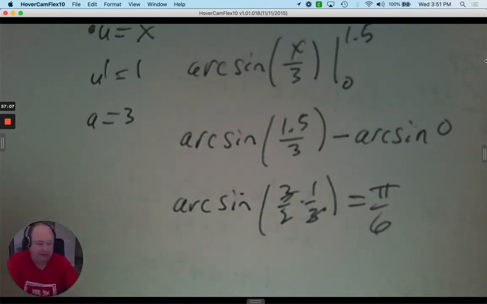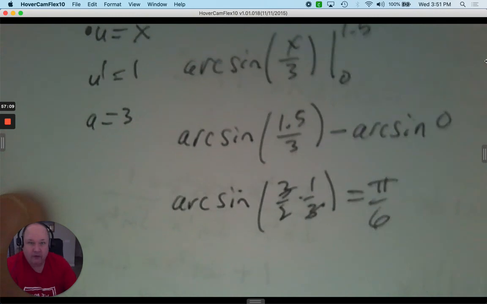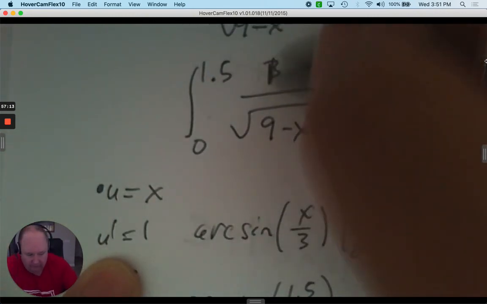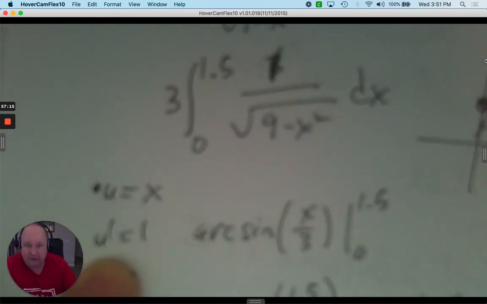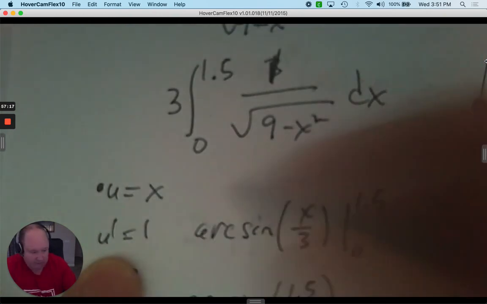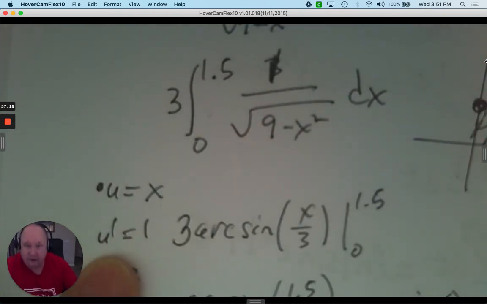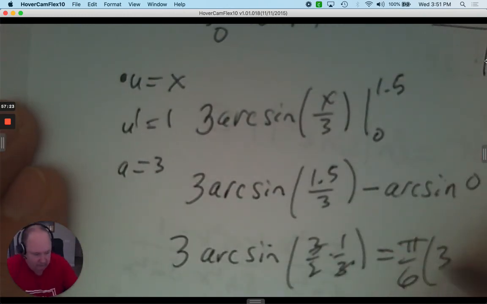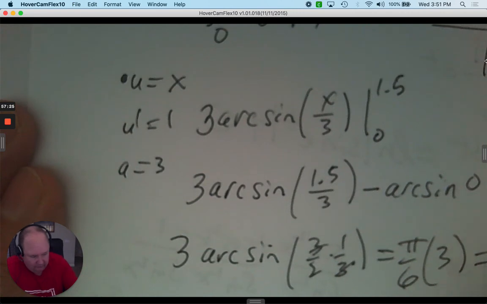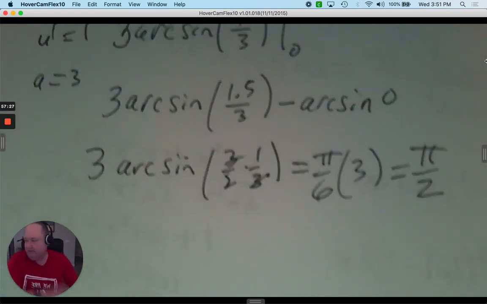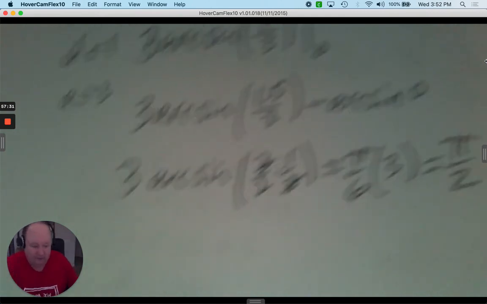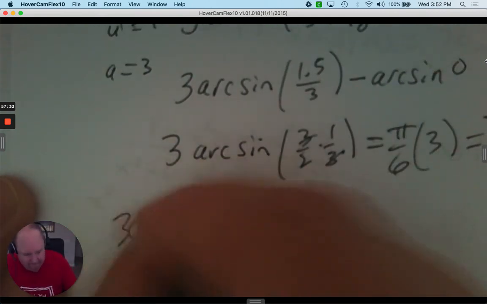Oh, and there, I didn't even think of the hook, right? So the u prime was 1, so this should have been 1, which means that needs to be 3, so that it fits. So my answer is actually 3 arc sine of that, so pi over 6 times 3, and you get pi over 2. All right, number 30. That's why I got an answer key, to make sure that I'm on the right track.